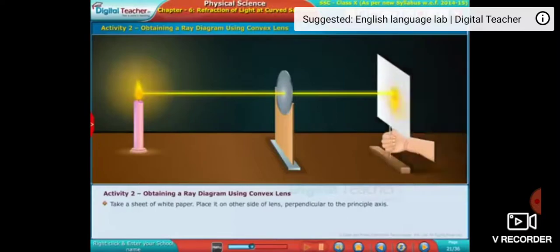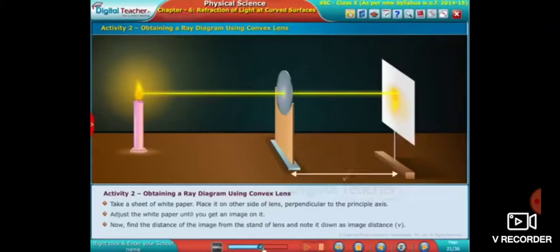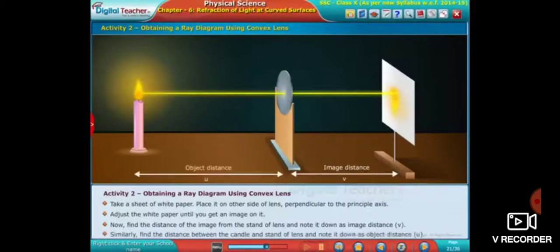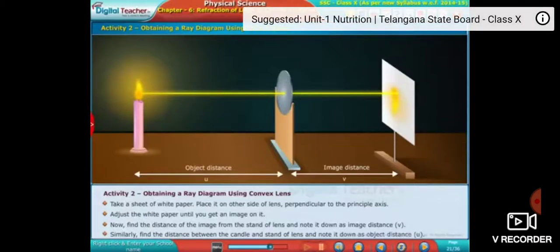Take a sheet of white paper. Place it on the other side of the lens perpendicular to the principal axis, and note down the distance as image distance V. Similarly, find the distance between the candle and the stand of the lens and note it down as object distance U.